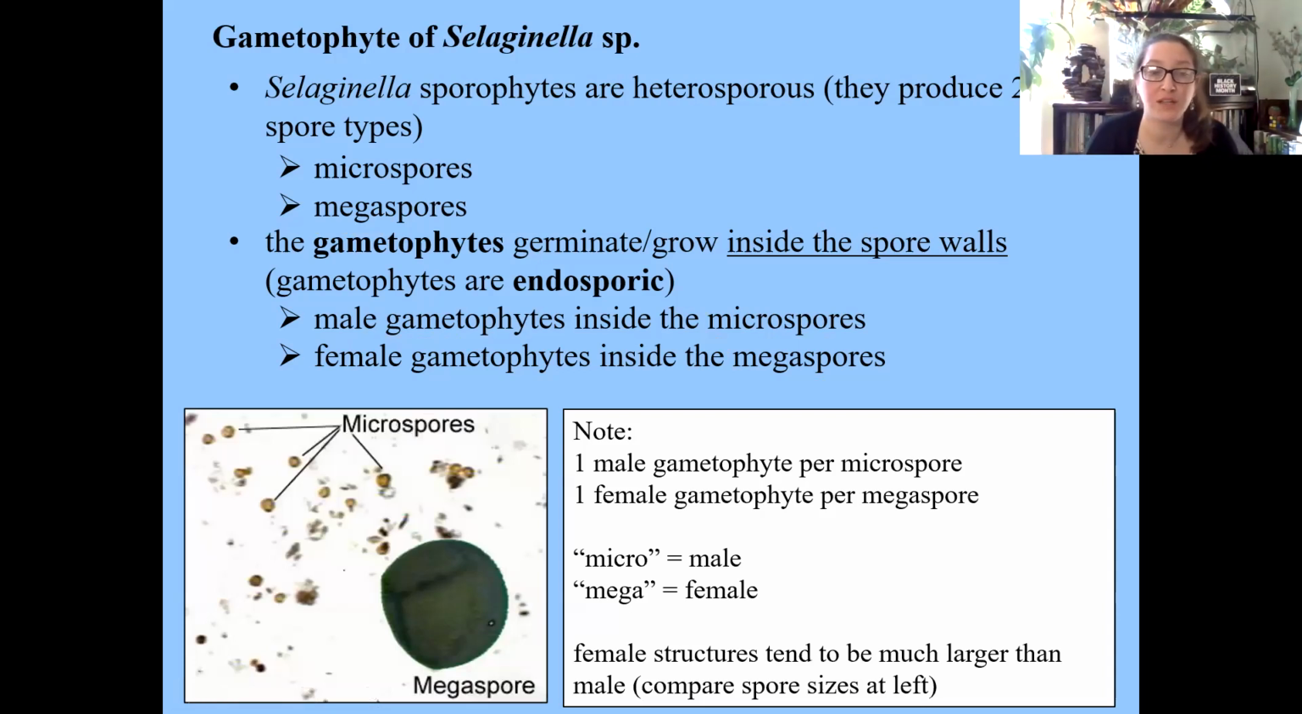So on the left, you see a diagram. This is not a diagram. This is a microscope picture. Those little dots are microspores, each of which has a male gametophyte plant inside of it. And that big circle is a megaspore that has one female gametophyte plant inside of it. So you can see the micro versus the mega, right? You can see it there.